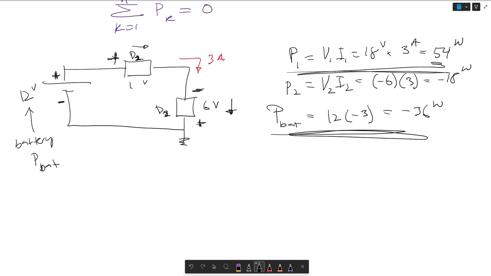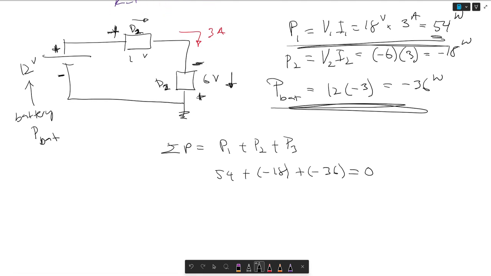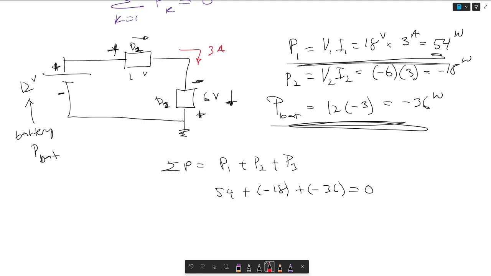So the sum of power is P1 plus P2 plus P3, and we get 54 plus -18 plus -36, which is equal to 0. And essentially what this means is that the power received, 54 watts received by P1, is equal to the power supplied by P2 and P3.